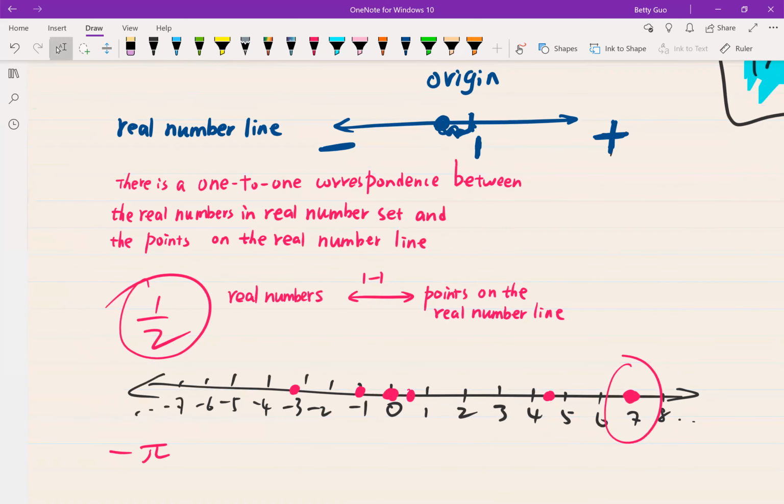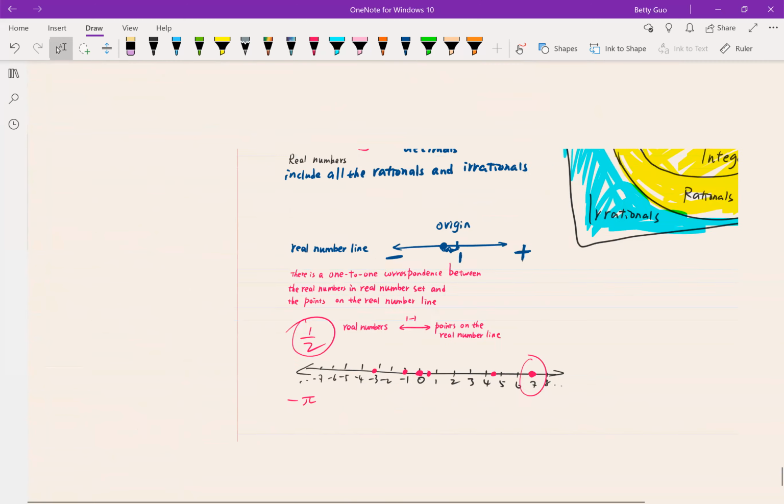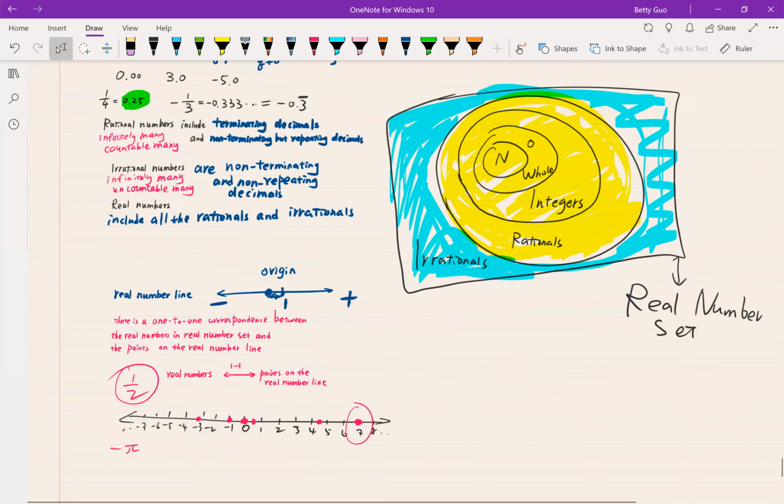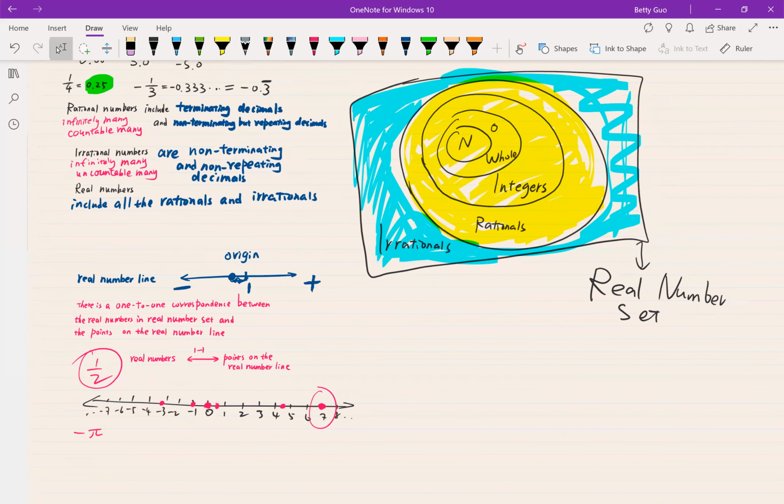So this is about the number system. The important thing is you understand this diagram, the structure of the number system, of the real number set. Also, try to make sense of the one-to-one correspondence between the real number set and a real number line.